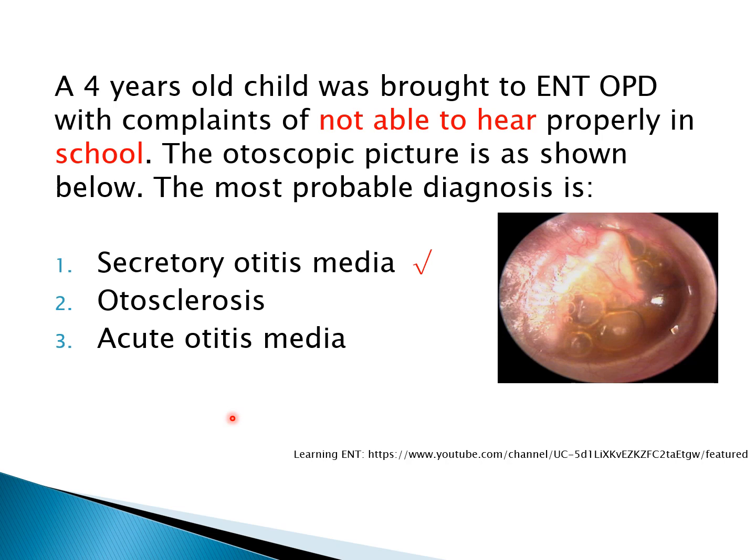So the correct answer here is secretory otitis media. Otosclerosis is not a disease of children. And in acute otitis media, the picture of the tympanic membrane is not like that. It is generally a red, congested, bulging tympanic membrane, which is seen in acute otitis media. The additional symptoms in acute otitis media will be pain and fever. But here the patient is only complaining of decreased hearing. So the most probable diagnosis for this question will be secretory otitis media.